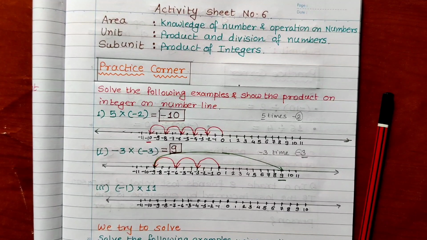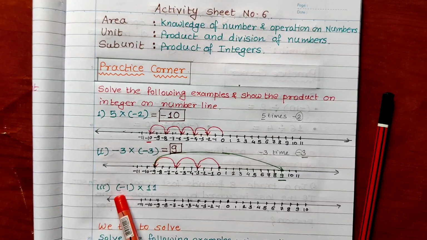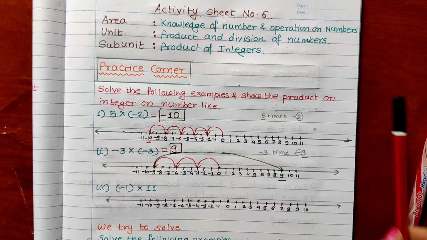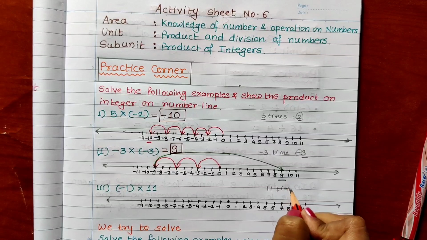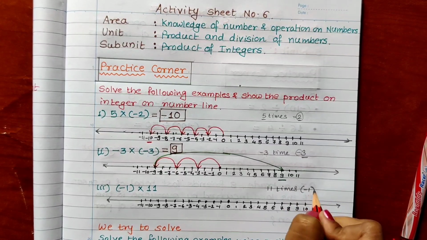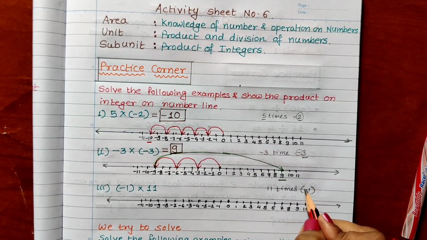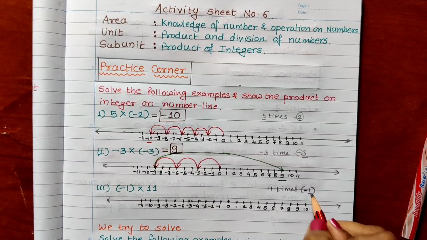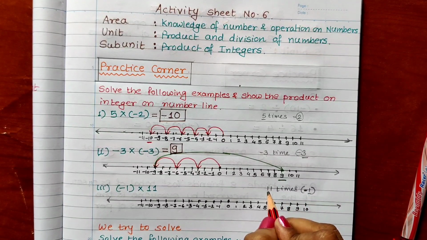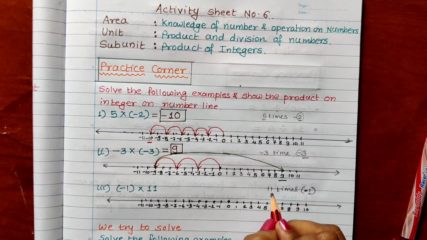Now let us go on to the next example. In the next example, what is there? Minus 1 multiplied by 11. So 11 times minus 1. Minus 1 means minus sign is there, so we have to take the jumps on the left hand side. Jumps of how many units? 1 unit. How many times? 11 times. Jumps of 1 unit 11 times.